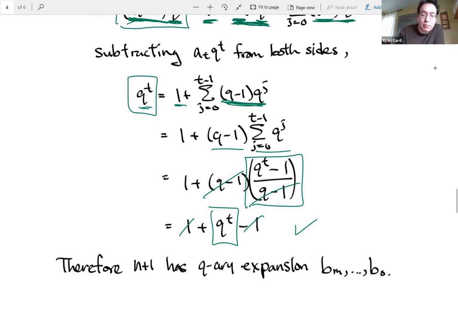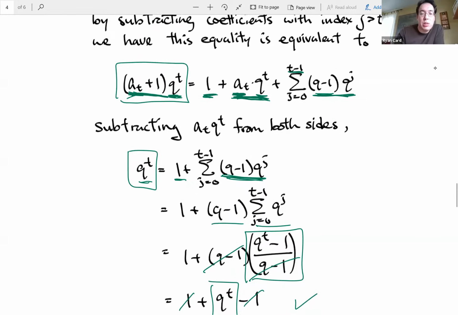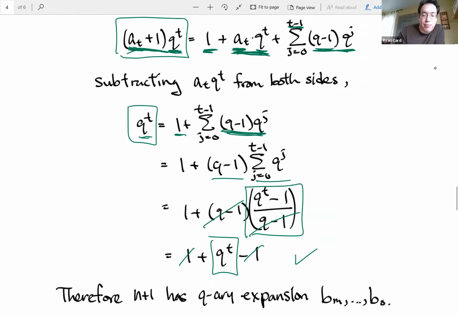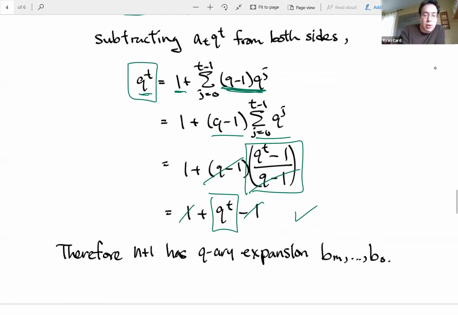Okay. So what did we show? We showed that this q-ary expansion plus 1 is represented by this. So the q-ary expansion for n plus 1 is that. Okay. So therefore, n plus 1 has a q-ary expansion. Phew. So that's the existence part of the proof.